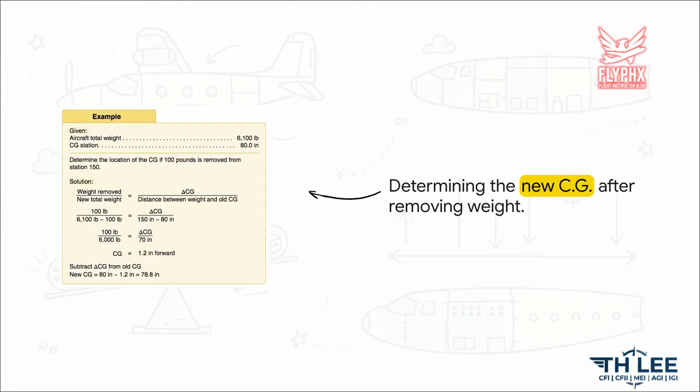Sometimes, though, you can't just shift things around. You actually have to kick some weight off the plane. Let's see the math for weight removal. If we decide to take 100 pounds completely out of the aft compartment at station 150, our new total weight drops to 6,000 pounds. The distance between that removed weight and our old CG is 70 inches. When you run the math, you'll notice how shedding that 100 pounds from the back safely shifts our overall CG 1.2 inches forward. That gives us a brand new, much safer CG of 78.8 inches.